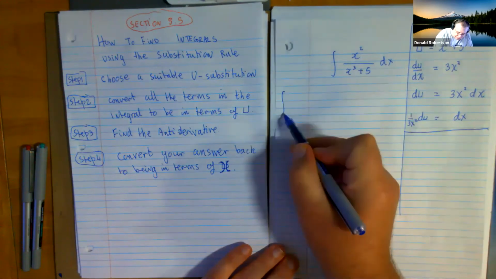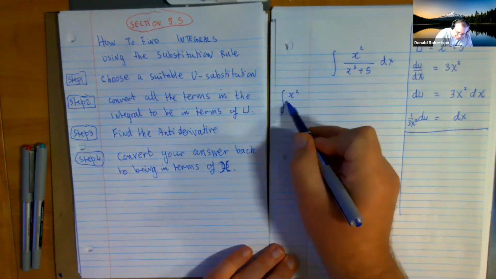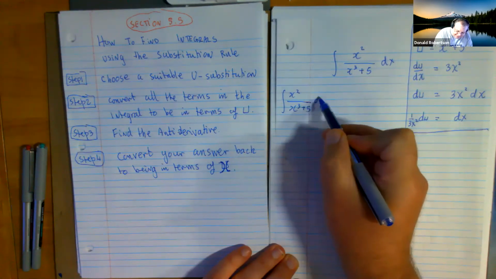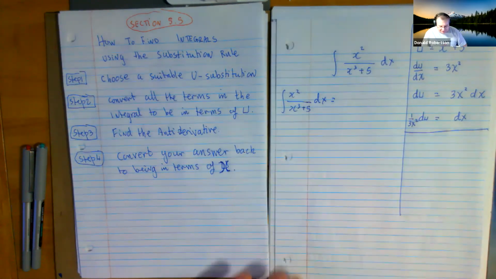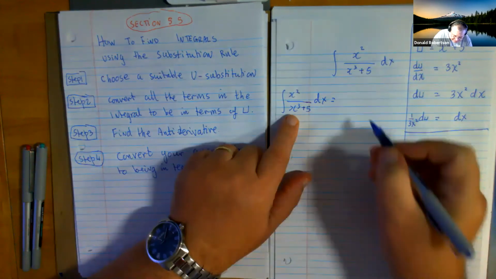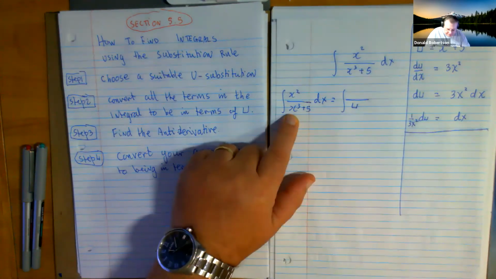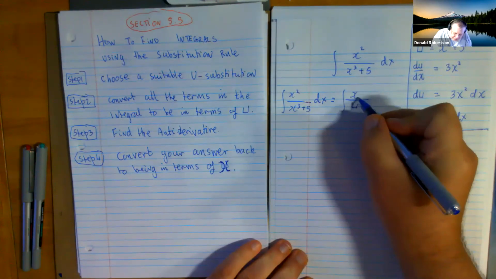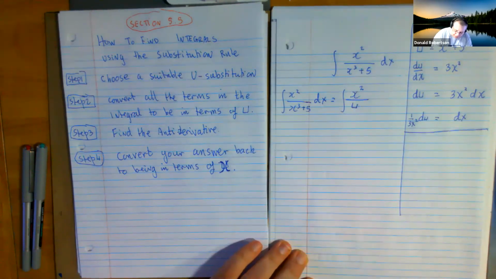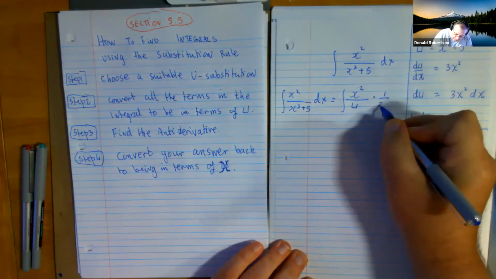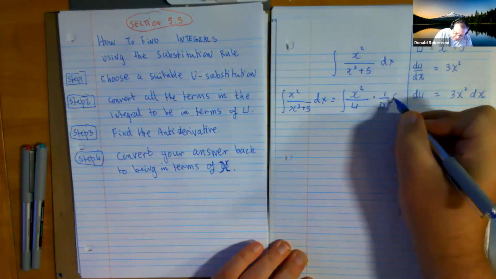I'm just going to move it over here because I need more room. And you start replacing things. That x cubed plus 5 in the bottom becomes a u. That x squared is still x squared for a little while, not for long. That dx is now going to be 1 over 3x squared du.